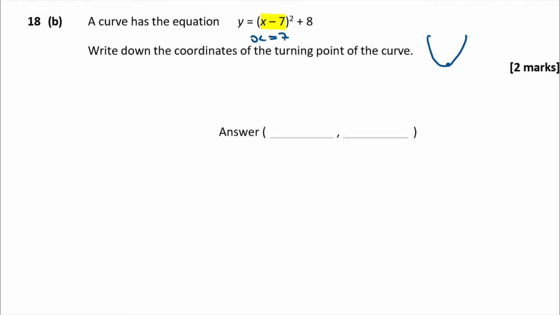So if you've got 0 squared is 0 and you plus 8, then y is going to be equal to the number on the end. So that number on the end is going to be our value of 8, and x is going to be 7. So you can find 7 from the bracket. It's the value of x that makes the bracket 0, and the y value is the number left on the outside. So it's going to be 7, 8 as the coordinates of that lowest point.